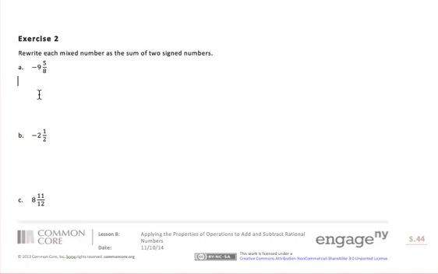So negative 9 and 5/8 would be the sum of negative 9 plus negative 5/8. Keep in mind that on the number line, in order for us to find negative 9 and 5/8, we would have to go 9 units to the left, and then another 5/8 of a unit to the left, because negative 9 and 5/8 is in between negative 9 and negative 10.